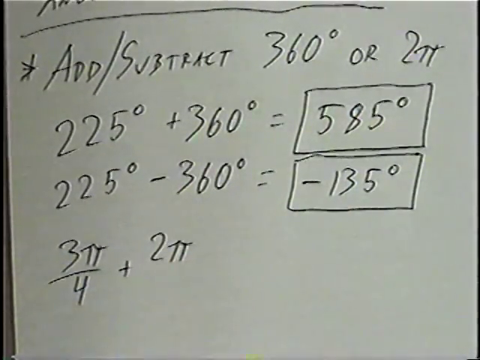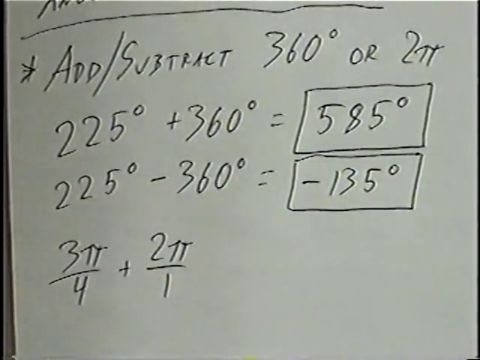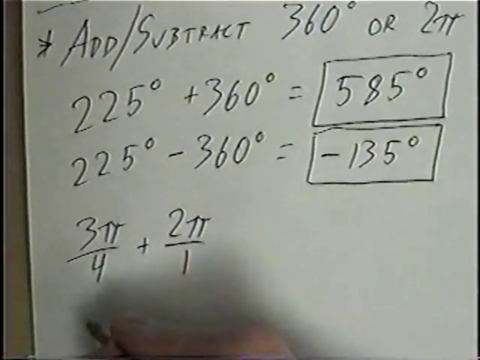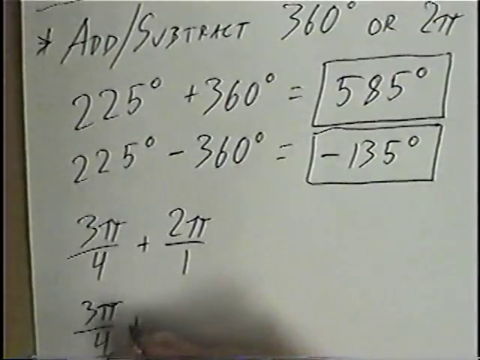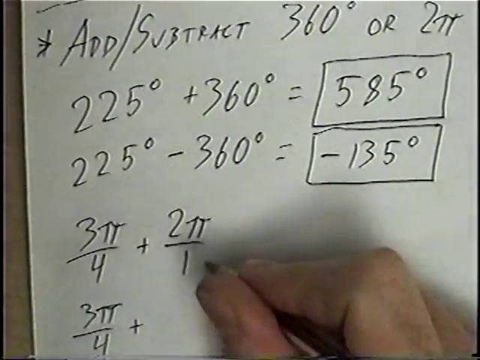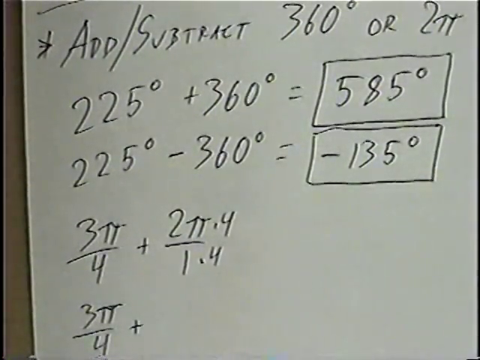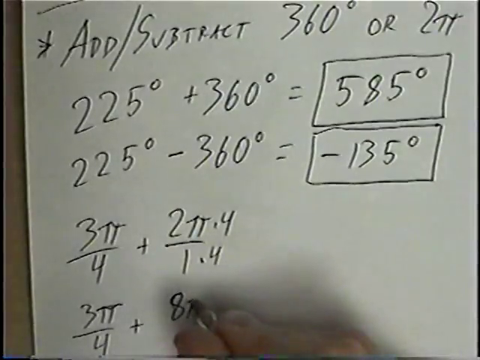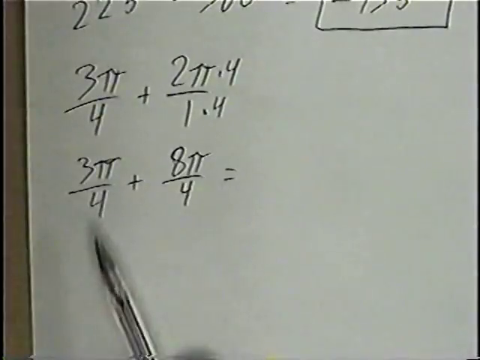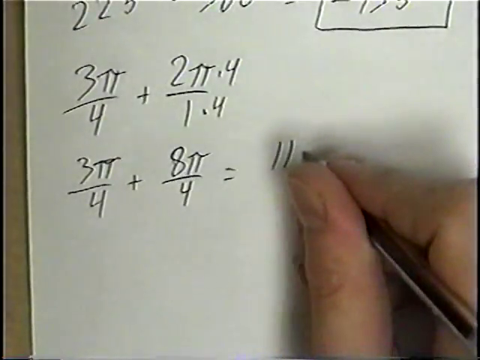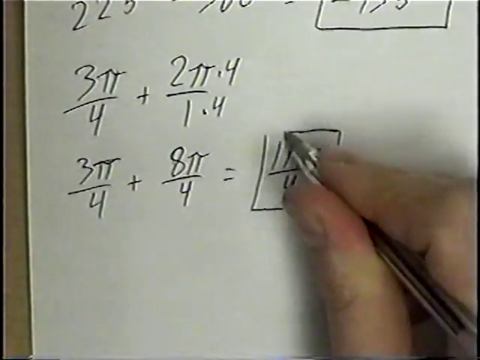3 pi over 4 plus 2 pi. If we make them fractions over 1, we can get common denominators and add from here. 3 pi over 4 would stay the same. Plus, changing to a common denominator, we can multiply by 4. So 2 pi over 1 is the same as 8 pi over 4. Adding straight across, we'll have 11 pi over 4. And that'll be our positive coterminal angle.